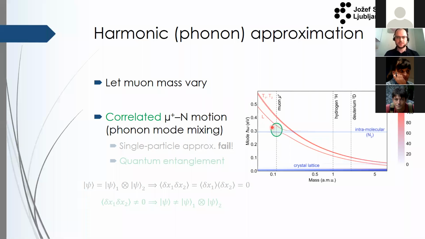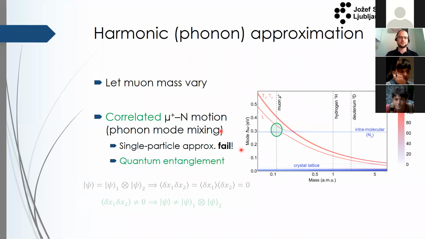Okay, because we see this correlated motion, this hybridization of just what the muon would like to do inside an external potential with the vibrations of N2 molecules around it. This correlated motion means, as I said, that single particle approximations must necessarily fail because they completely neglect this effect. They completely neglect that more than a single particle is moving, or more than a single particle's degrees of freedom are relevant. But moreover, we also see that there's quantum entanglement between the muon and the nitrogen positions.